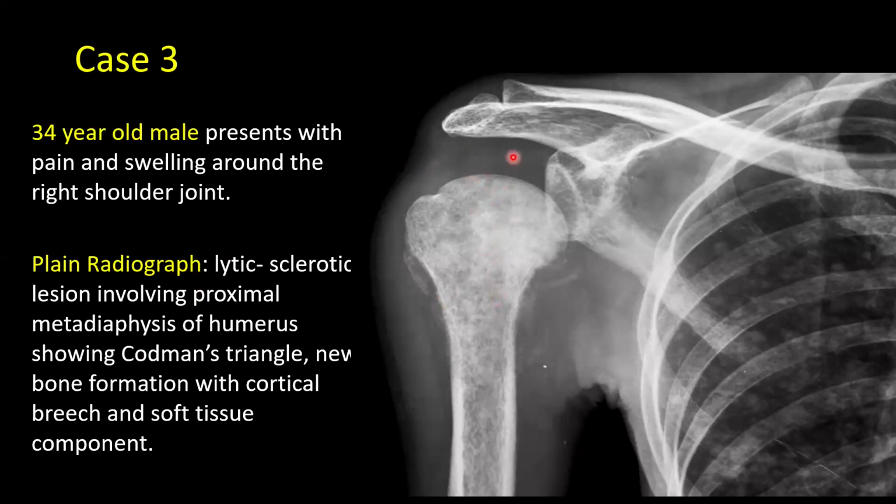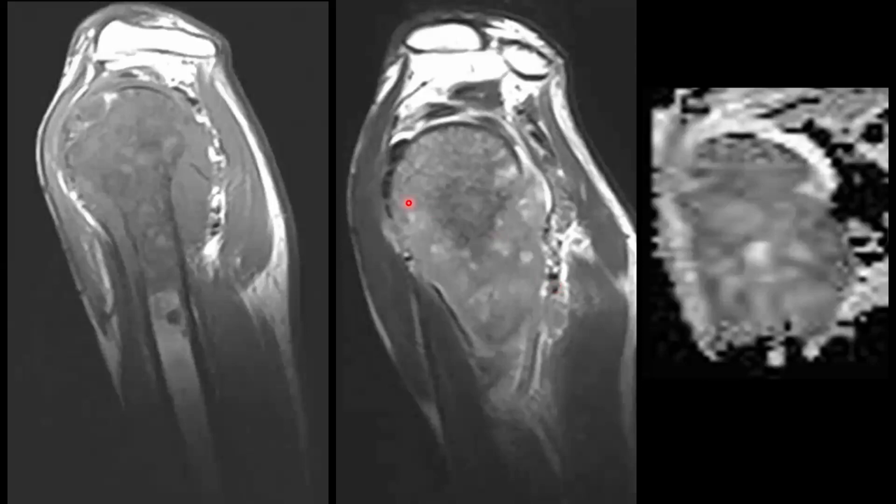So this is a 34-year-old male patient having swelling around the shoulder. See the X-ray. Residents should be able to diagnose this case by seeing the X-ray. We are dealing with a large ill-defined sclerotic or lytic lesion. New bone formation is there, and an adjacent soft tissue component is there. So by seeing the X-ray, we have to look for the common differential diagnosis in these patients. So this patient underwent MRI.